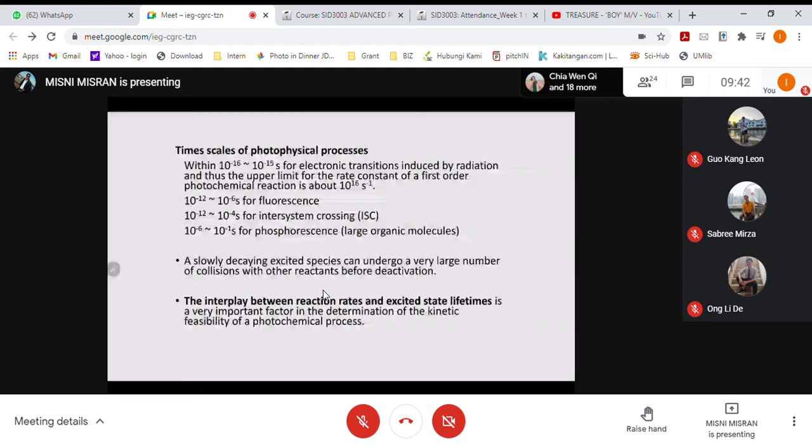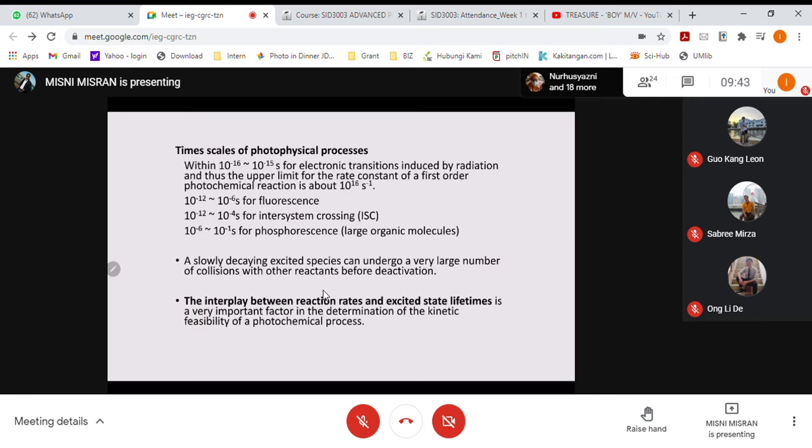A slowly decaying excited species can undergo a very large number of collisions with other reactants before deactivation. So this is what I was saying just now. The molecule may be present in different environments. So the interplay between reaction rate and excited state lifetime is a very important factor in determining the kinetic feasibility of the chemical process. Why do we need the kinetic feasibility?